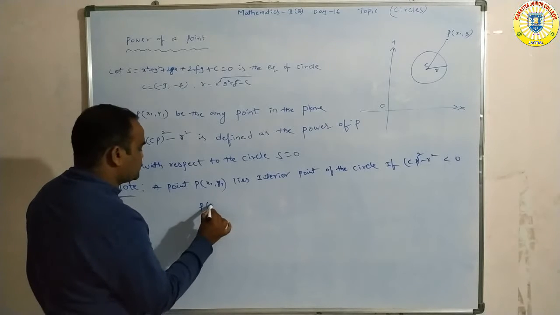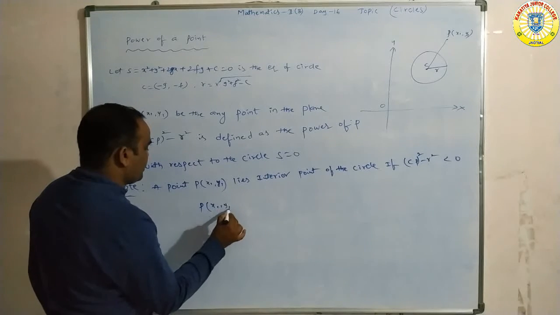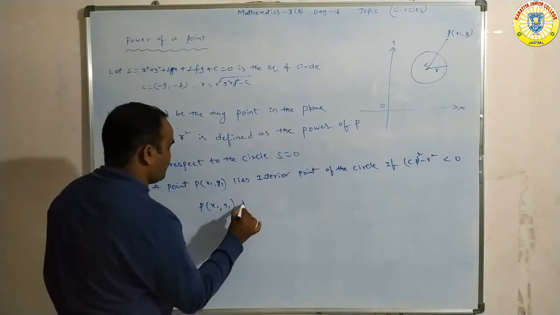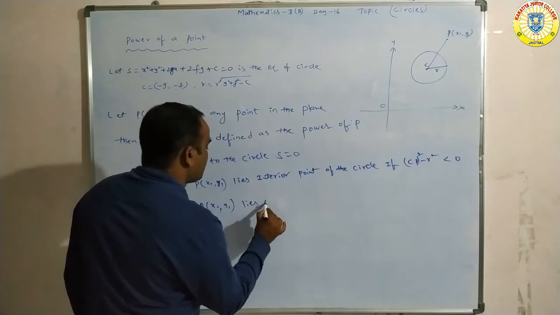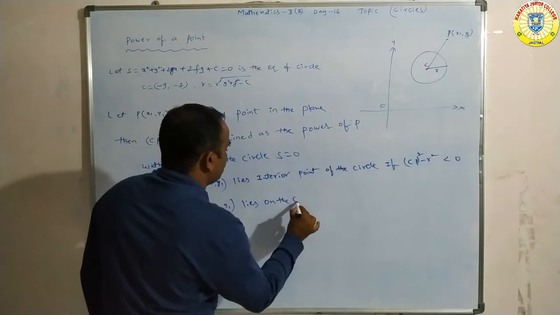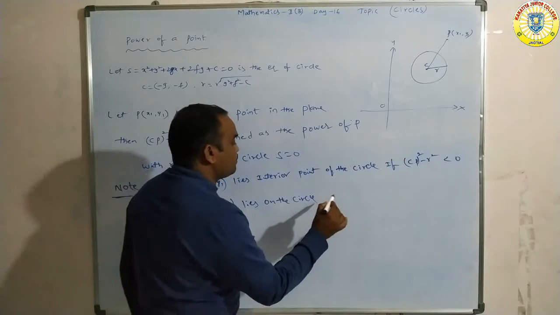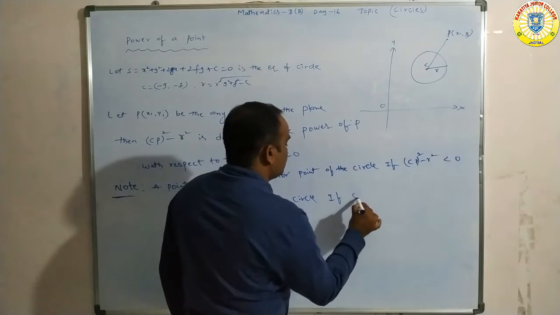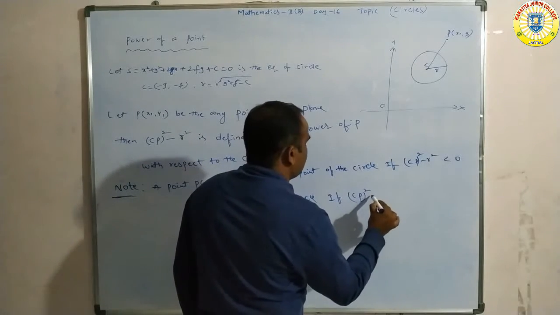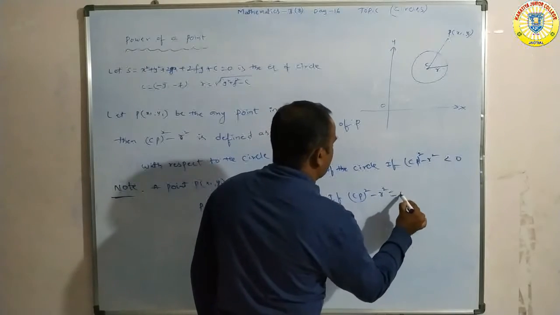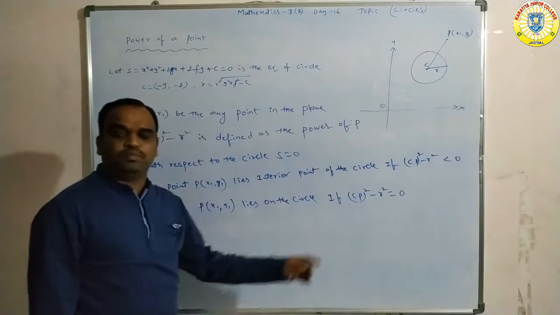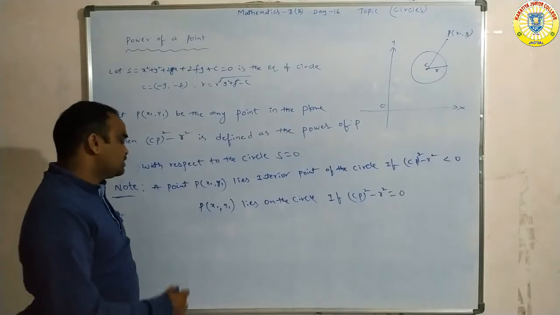If P of x1 comma y1 lies on the circle, then Cp square minus r square is equal to 0.